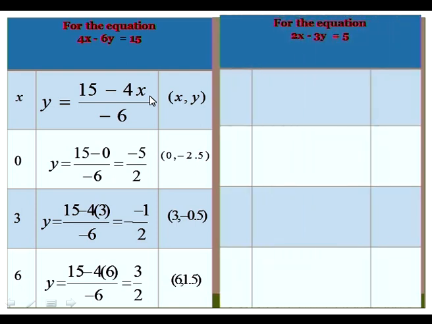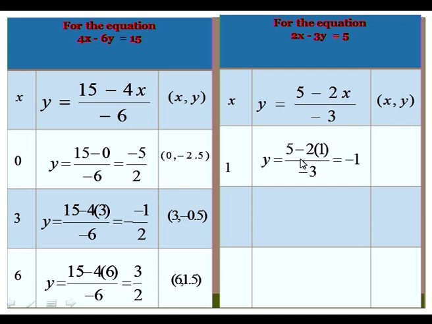Let us find for the second equation 2x - 3y = 5. So, for every x, its y value would be (5 - 2x)/-3 and the ordered pair is (x, y). So, when we take x value as 1, its y value would be (5 - 2 times 1)/-3, which is equal to -1. So, our ordered pair would be (1, -1).